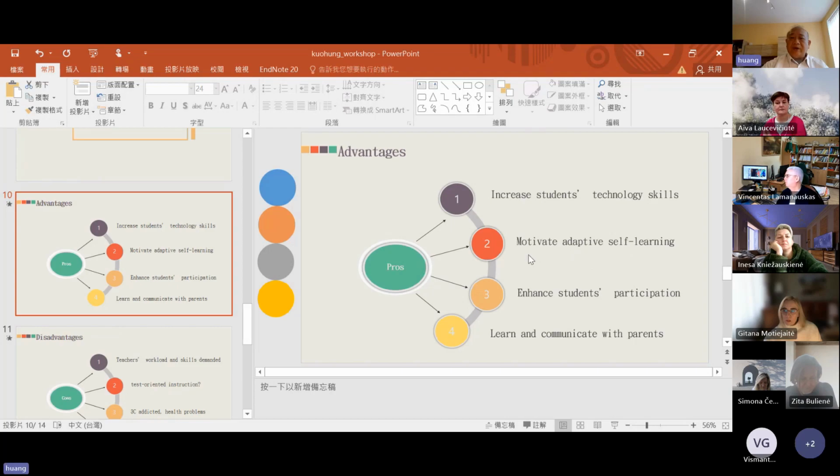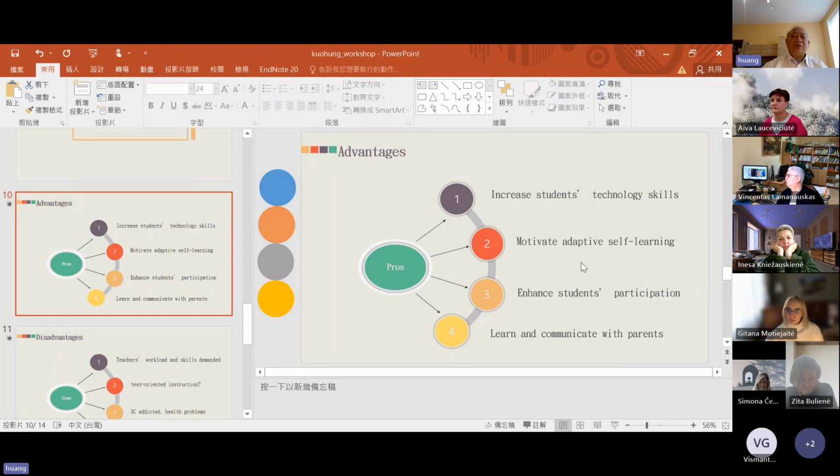The other one is to motivate adaptive self-learning. There's a platform called the Adaptive Learning System by the Ministry of Education. It's free to use, and the content covers elementary school to high school.